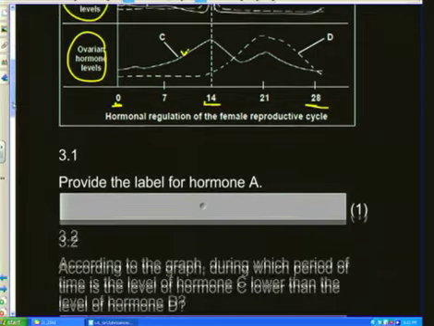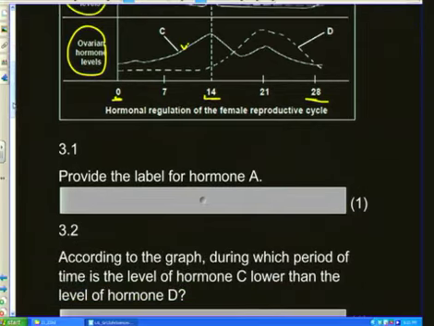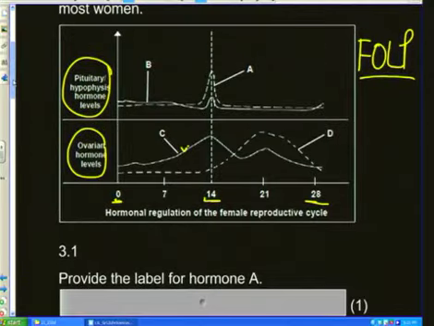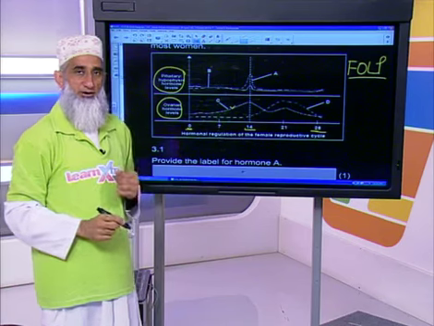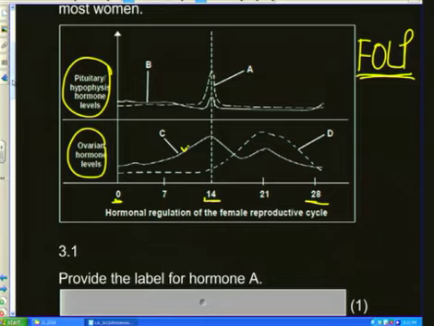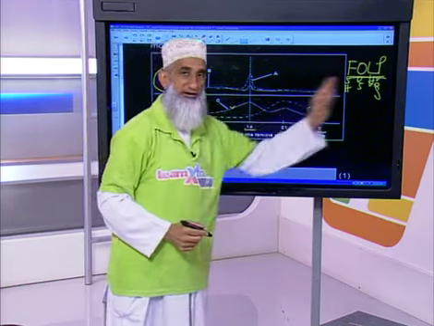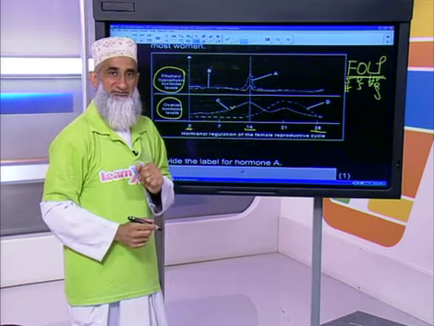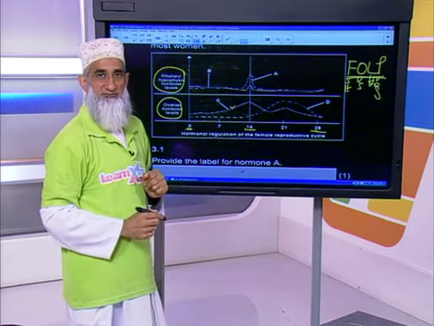So let's get into the questions. Provide the label for hormone A. Now, to identify hormone A, you have to look at what I told you here. What did we write there? FOB. And if you remember, FSH, estrogen, LH, and progesterone. Why do we write it as FOB and not FLOP? Because that is the order in which these hormones increase in a menstrual cycle.